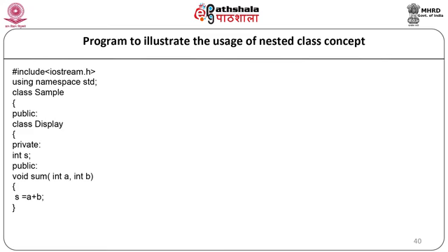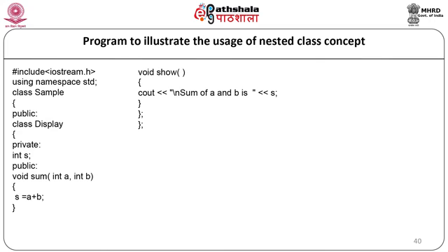In public section, we will have a member function as void sum(integer a, integer b), s is equal to a plus b. Our member function will end. We will have one more member function void show, cout the sum of a and b is s. The member function will end. Now our inner class display will end and our outer class sample will end.